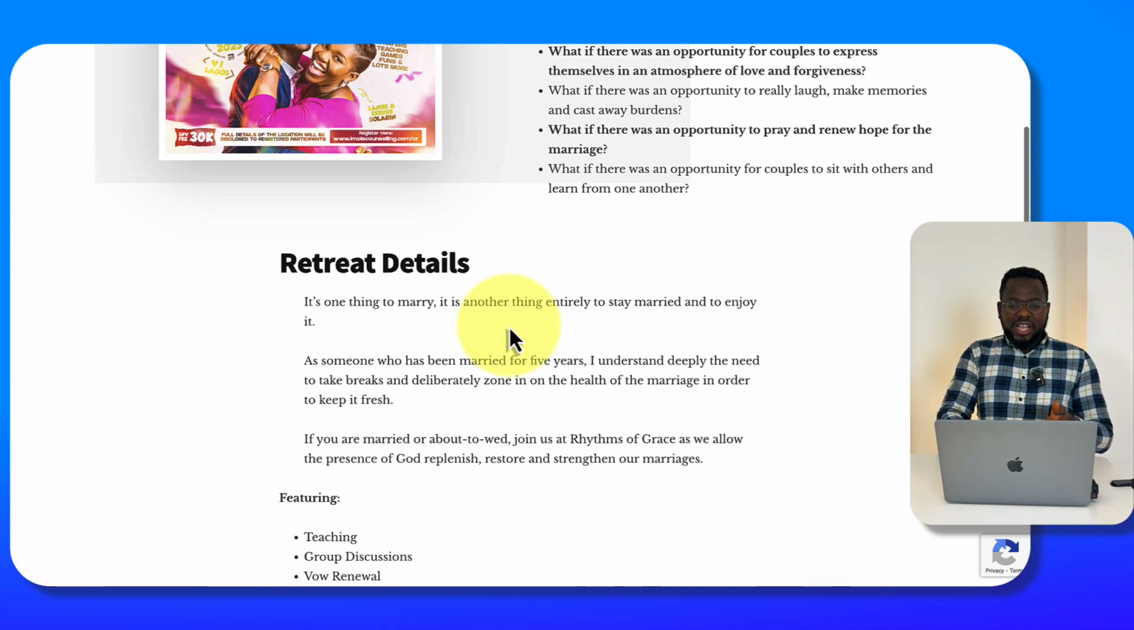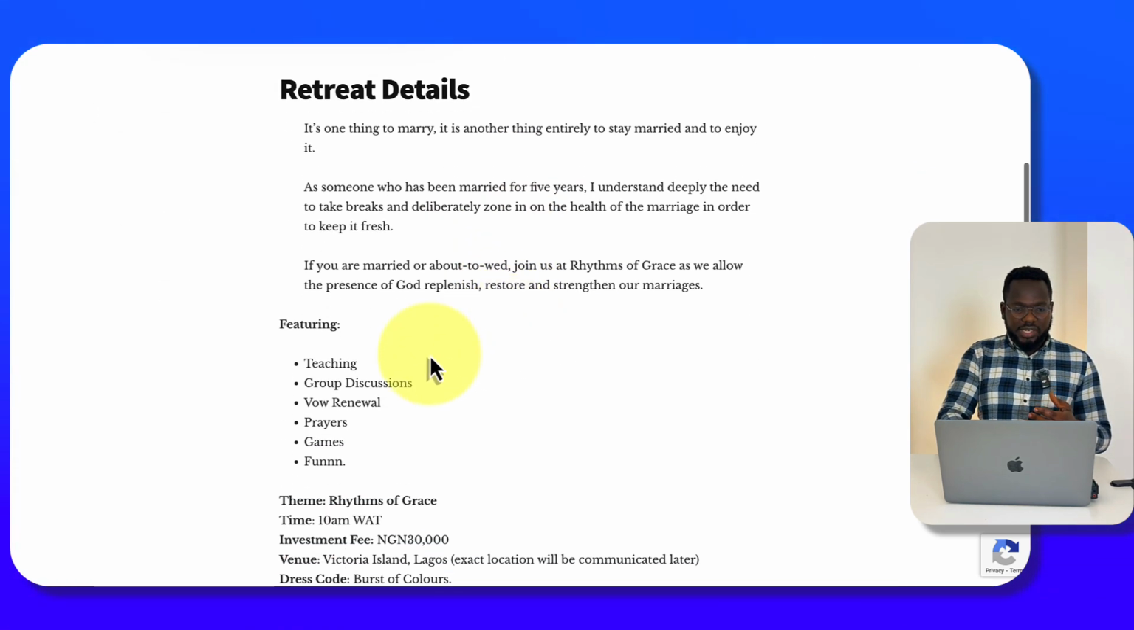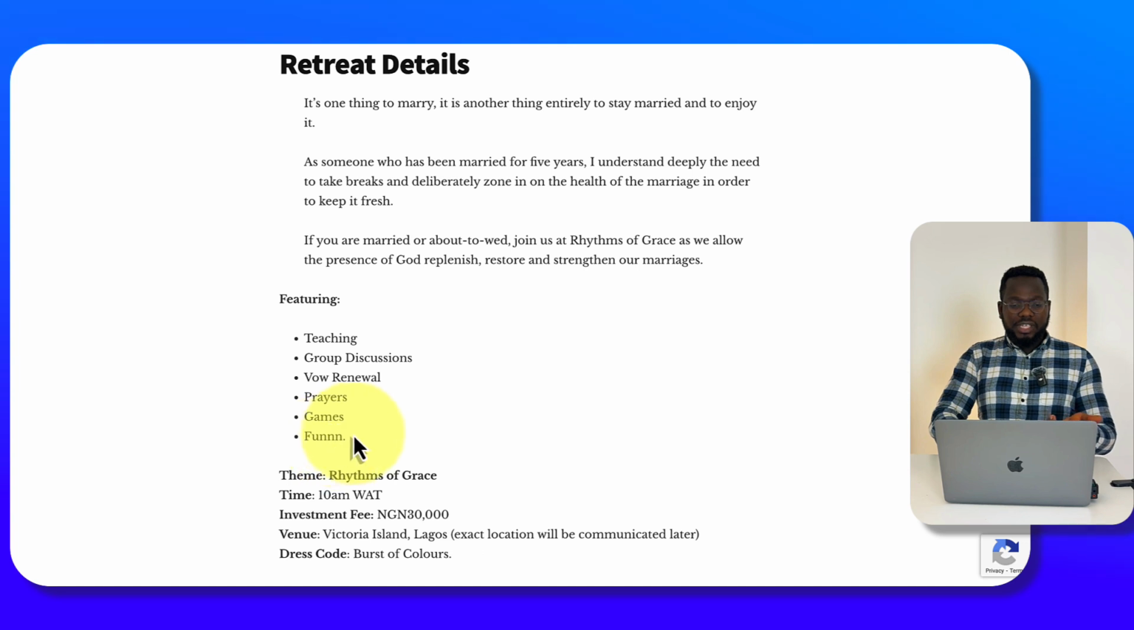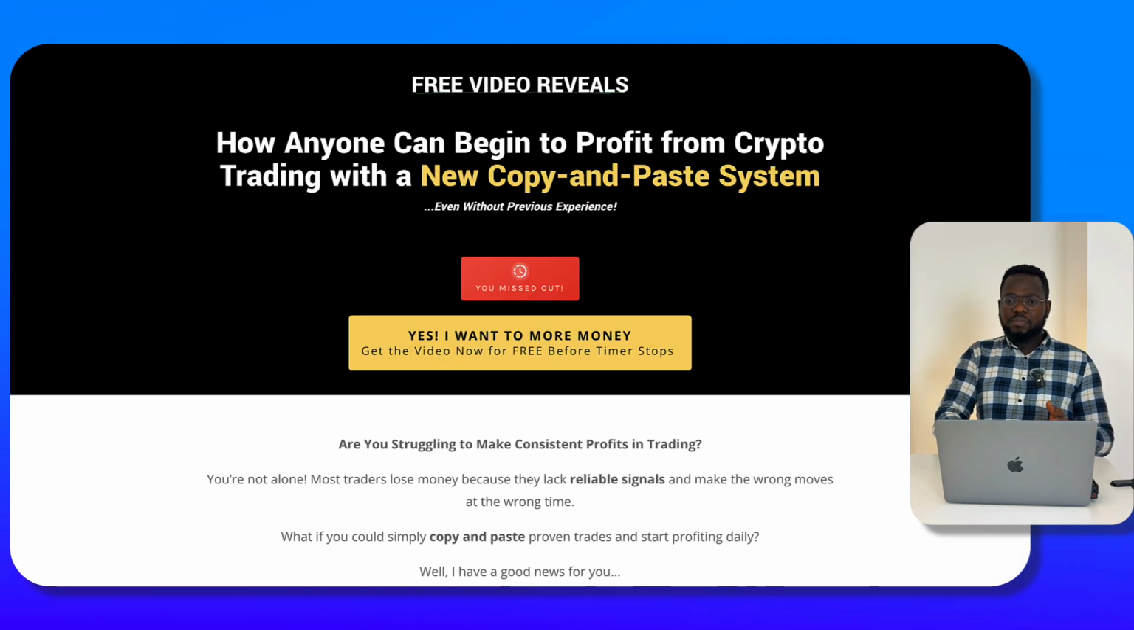Then in the event, are you trying to give lunch? Okay, they said featuring teaching, group discussion, vow renewal, prayers. Some people don't even want to renew vows. I'm sorry, it's possible. That might be part of the research. People might want to do that. So games, fun. There's no food. Is there going to be refreshment? Is there going to be anything? What bonus can you give to people? It's very important.